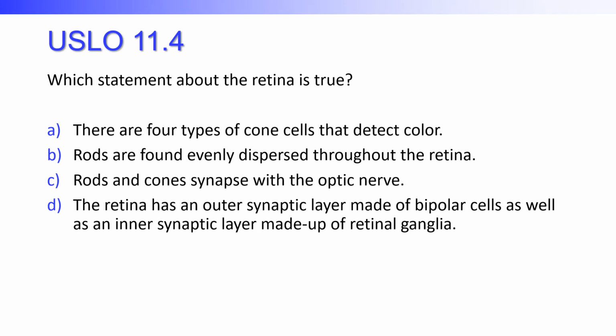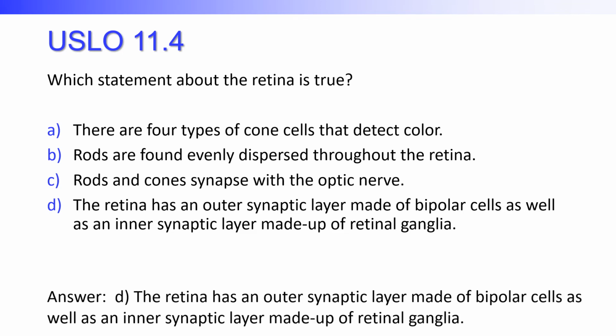Which statement about the retina is true? So all of these are false except for one. There are 4 types of cone cells that detect color. Rods are found evenly dispersed throughout the retina. Rods and cones synapse with the optic nerve. The retina has an outer synaptic layer made of bipolar cells, as well as an inner synaptic layer made of the retinal ganglia. Well, hopefully you said D.